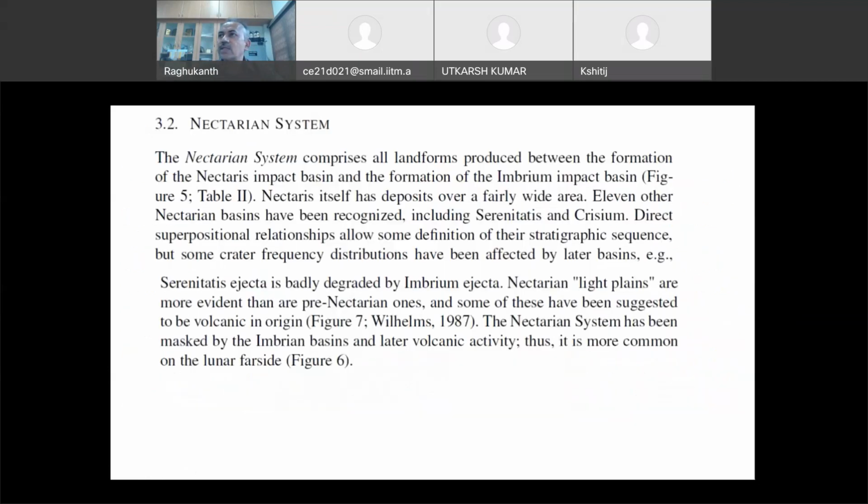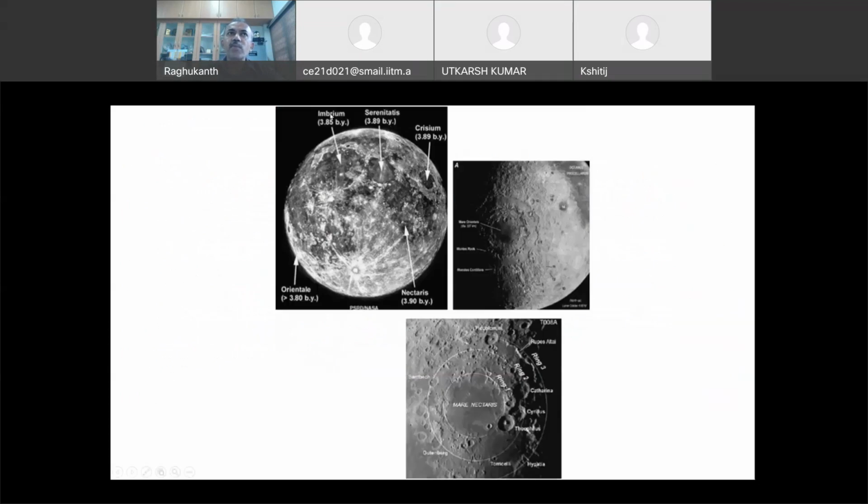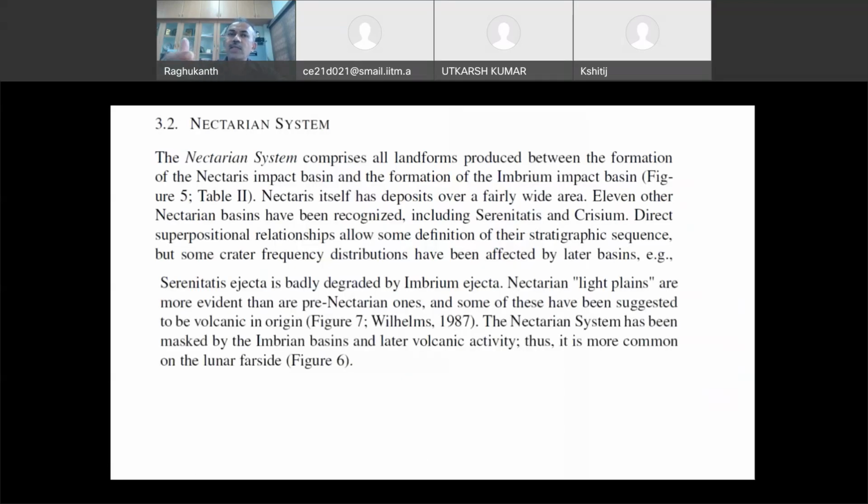Now the next is the Nectarian system. Before 3.9 billion years ago is called Pre-Nectarian; after 3.9, it comes under the Nectarian system. From the size frequency, N(1), everything they have done. So all the landforms, the formation of the Nectaris impact basin and the formation of the Imbrium impact, these are two basins. Whatever happens between Nectaris and Imbrium comes under the Nectarian system. The most important basins are Serenitatis, Imbrium, Crisium, Orientale, Nectaris; all these formed during Nectarian time, about 3.8 to 3.89 billion years ago. So this is the next geological age.